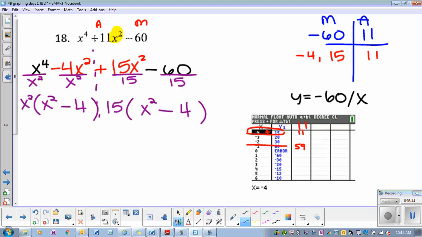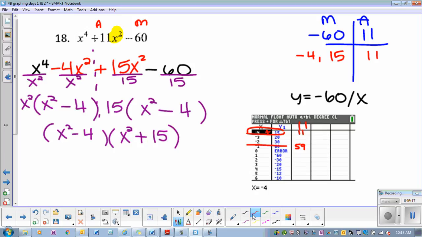So Kevin, how do I know if I'm doing this right? Good. If your parentheses are the same, and they are here. So I know I'm doing this right. So now I'm going to go to my double parentheses. I'm going to put in x squared minus 4, and then x squared plus 15. So technically I'm done factoring that trinomial, but am I done factoring the whole thing?